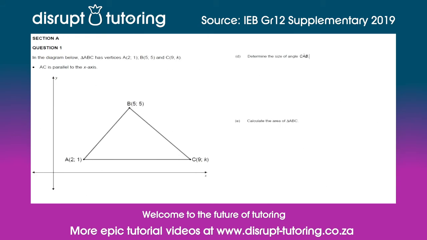Okay, so moving on, we've got question D, which is asking us to determine the size of angle CAB, which is this angle over here. Again, from our formula sheet, we know that the gradient also equals the tan of an angle. And we know that the gradient also equals the change in y over the change in x.